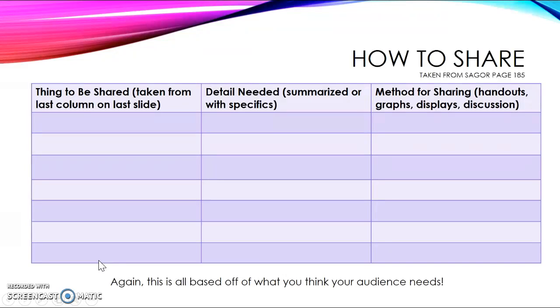And here Sagor gives us a table on how to share. Now on the last slide, you saw that we decided on what we wanted to share, but now we can brainstorm on the detail we need. Do we really need to summarize it, or does it need to be specific? And how are we going to share it with the people that we're presenting this to? Are we going to give them a handout? Or are we going to show them a whole bunch of graphs? Or are we going to give them displays? Or is it purely just going to be a discussion forum where we just talk about what we did and there's not really a formal presentation? This is a pretty neat way to gather all your thoughts again before you decide what you want to show everybody.